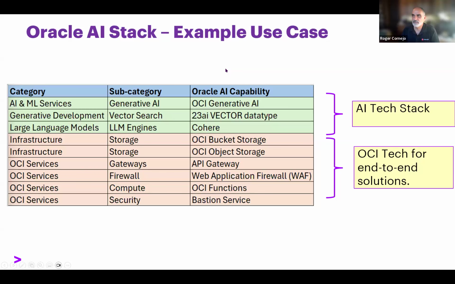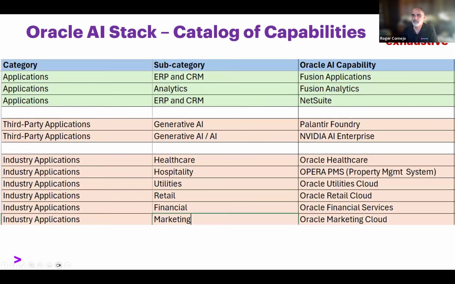And then I've gone through and I've cataloged the capabilities. Now this is not exhaustive, but at the top, you may remember at the top of the AI tech stack, they had applications, Fusion applications and Fusion analytics. They didn't mention anything about third-party applications, but Palantir Foundry is a very interesting third-party application that's in the generative AI capability, and then also NVIDIA AI Enterprise. So NVIDIA has a partnership with Oracle, and they have built lots and lots of applications and agents for generative AI, and those, I guess, would fall into that category.